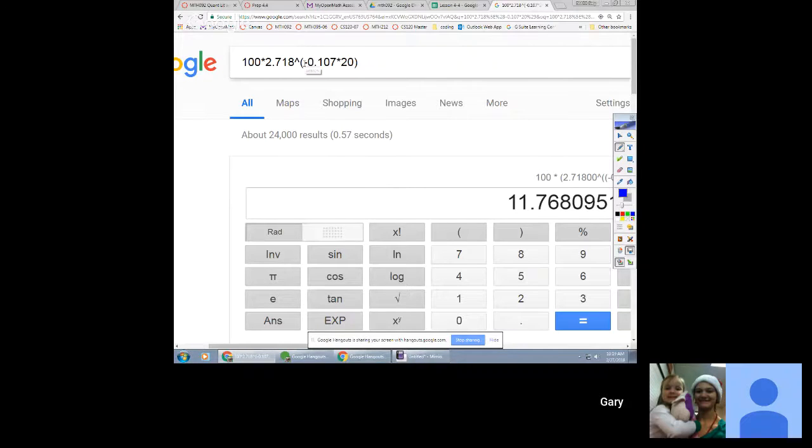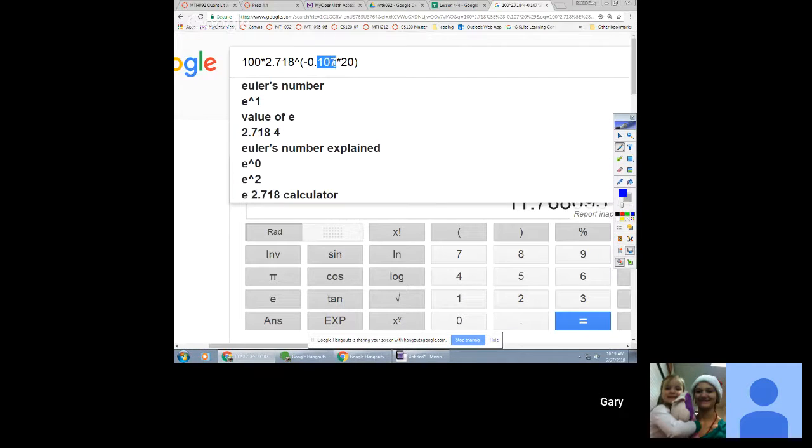Not quite. So the negative sign is important. When E is the base, a negative sign means it's dropping, and a positive power means it's rising. So it's negative, this is dropping, that's good. But the computer had to calculate the 0.107, and so it had to round that number when it did the calculation. So I have rounding error from that power right there.